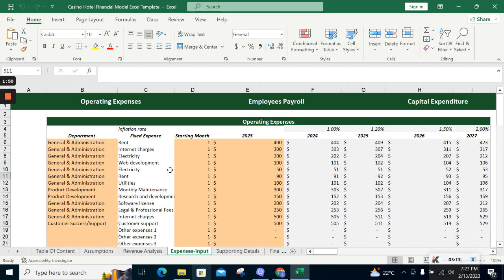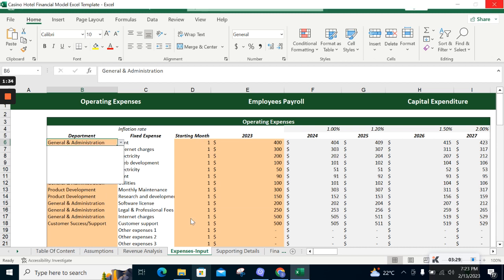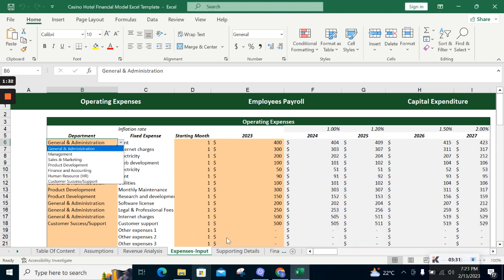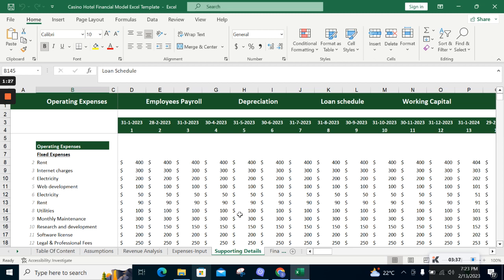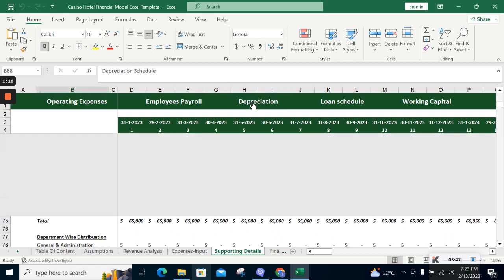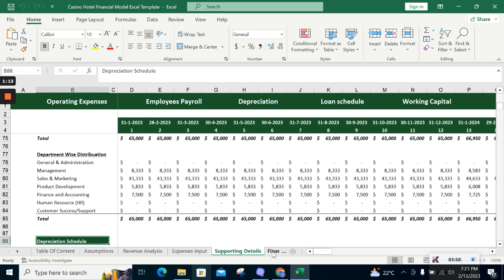The expense input contains the assumptions related to expenses like operating expenses, employees payroll, and capital expenditures. Enter the data in the peach-filled columns. Here you can select the department through the drop down list. Then we have supporting details. The supporting detail sheet contains all the calculations needed to make the financial statements. So it contains operating expenses, employees payroll, depreciation, loan schedule, and working capital.